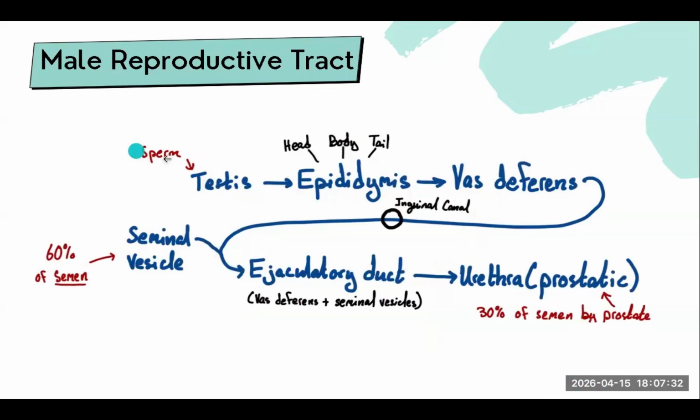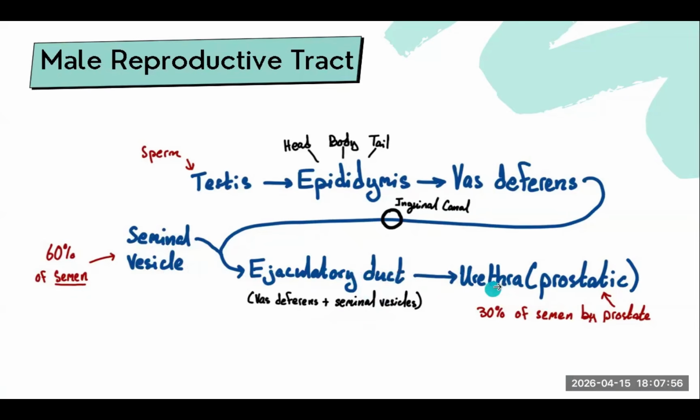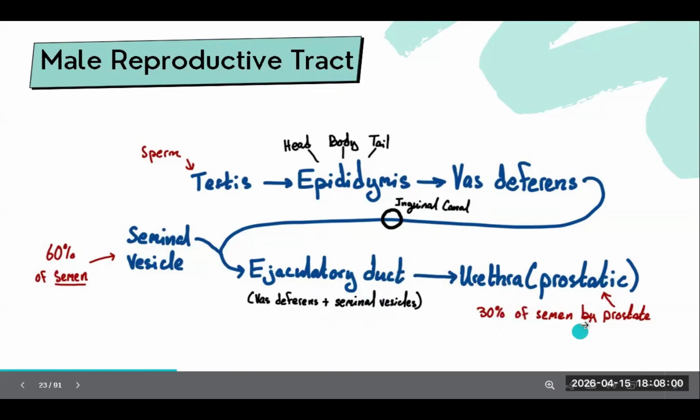Quick review: sperm is produced in the testes. Then we have the epididymis, head, body, and tail. Then the vas deferens goes all the way through the inguinal canal, joined with the duct from the seminal vesicle. The seminal vesicle produces 60% of semen. It's now known as the ejaculatory duct, which is the vas deferens plus the seminal vesicle duct. And then the ejaculatory duct opens up into the urethra, specifically the prostatic urethra. And 30% of semen is produced by the prostate and released into the prostatic urethra.